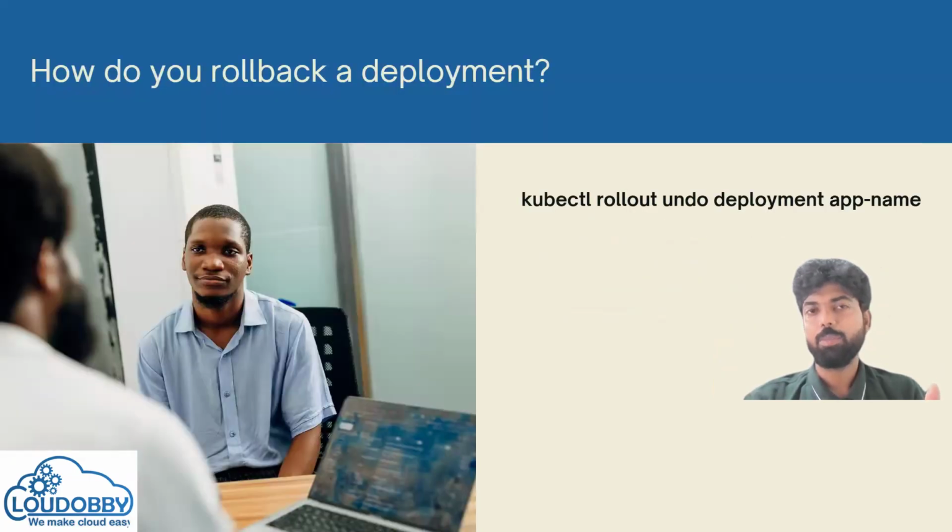How do you roll back a deployment? To roll back a deployment with kubectl, we have kubectl rollout undo on the deployment, which means it will go back to the previous deployment. But ideally, we will use Helm chart, and in Helm we will roll back to the previous version. This is just the Kubernetes native rollback.